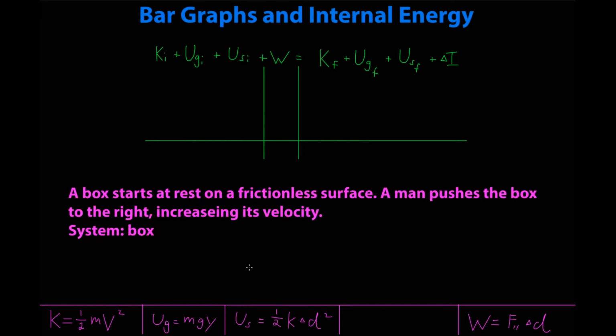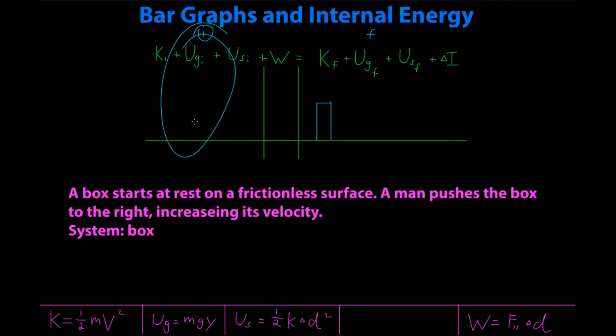Now, how about this situation? A box starts at rest on a frictionless surface. A man pushes the box to the right, increasing its velocity. The only thing in the system is the box. In my initial state, I do not have kinetic energy because there's no velocity. I have no gravitational energy because there's no height, and there's nothing elastic in this problem. In my final state, the box will have kinetic energy because it has gained velocity.